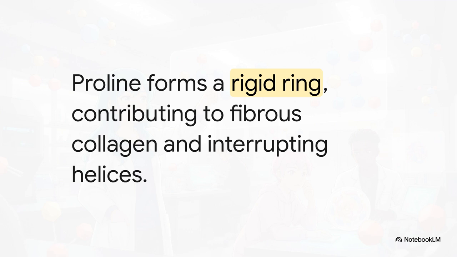This makes it a secondary amino group, which is often called an amino acid. So why does this matter? Well, that unique, rigid geometry contributes directly to the tough, fibrous structure of collagen we mentioned earlier, and it often interrupts structural helices in globular proteins. It's a perfect example of structure equaling function.